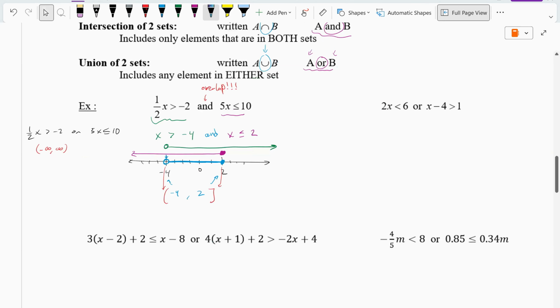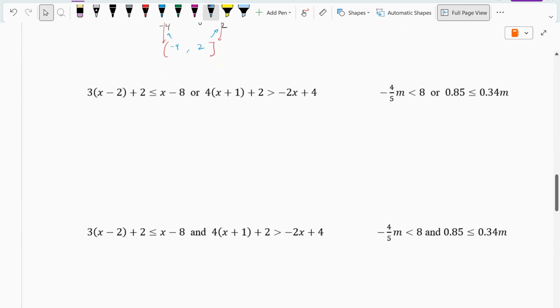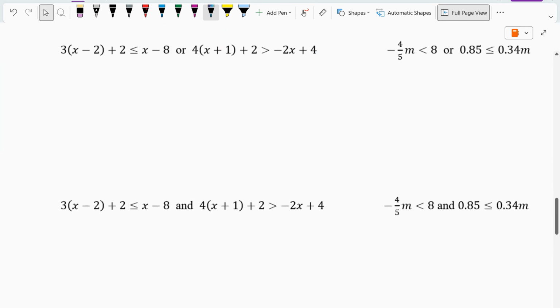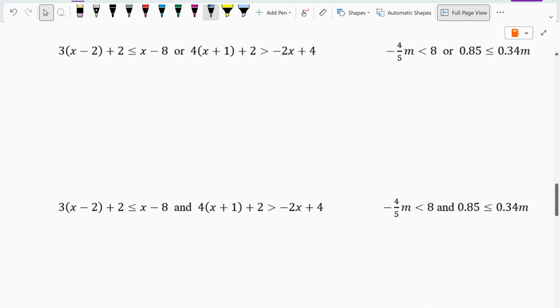All right, I'm going to skip this one because I want to get to the more difficult ones. Are these more difficult? Yes, they are. Okay, let's solve the one on the left. What should we do first?